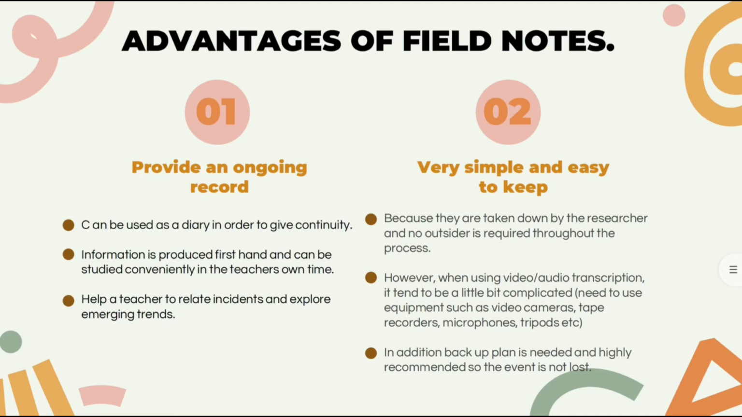The second advantage of field notes is that they are very simple and easy to keep, because they are taken down by the researcher and no outsider is required throughout the process. However, when using video and audio transcriptions, it tends to be a bit complicated since they need equipment such as a video camera, tape recorder, microphone and also a tripod. In addition, a backup plan is needed and highly recommended so the event is not lost.